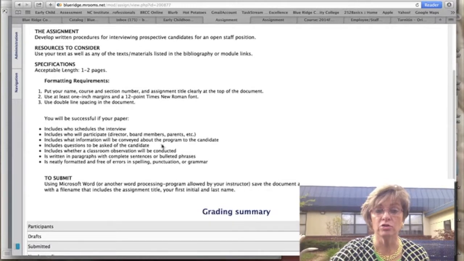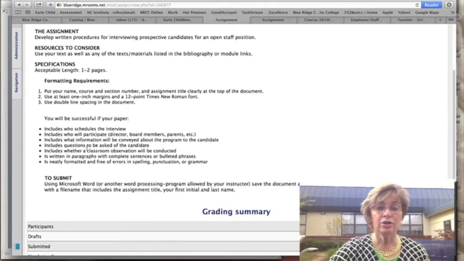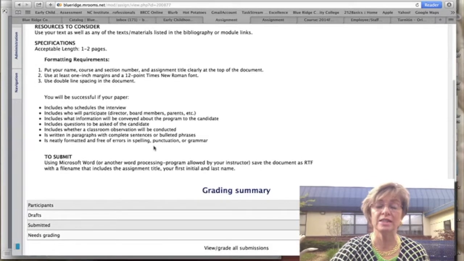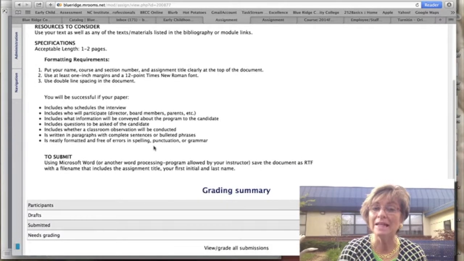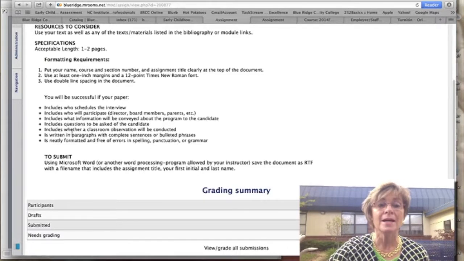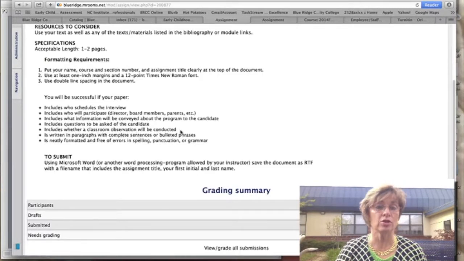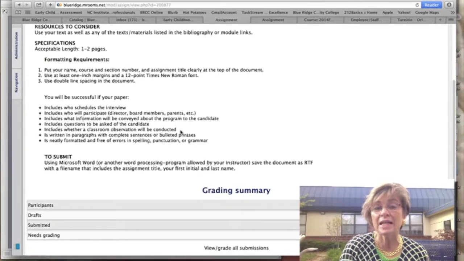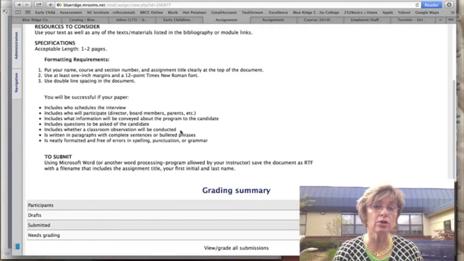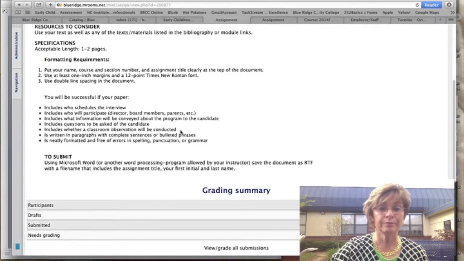Include what information you're going to convey about the program to the candidate. Include questions you are going to ask the candidate. Be specific and think about really good, thorough questions, depending again on the position you're doing this interview for. Include whether a classroom observation is going to be conducted, whether there's also going to be a tour of the facility, and what all is going to be included during the interview time.